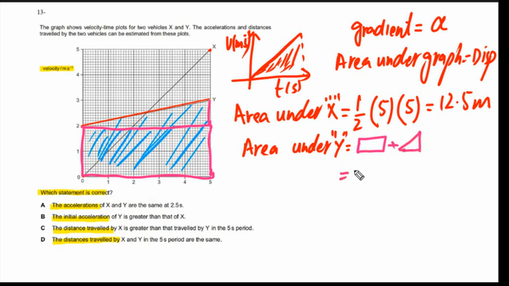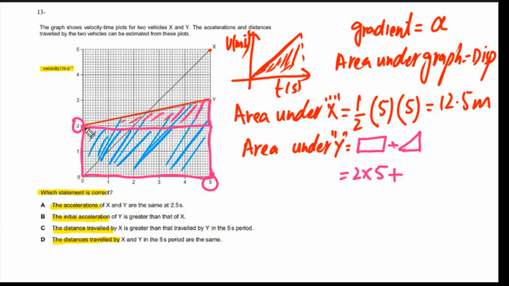Okay, so how can we find the area of the rectangle? As you can see, this is 2 and this is 5, so we simply need to multiply 2 by 5. Now we have to find the area of the triangle.